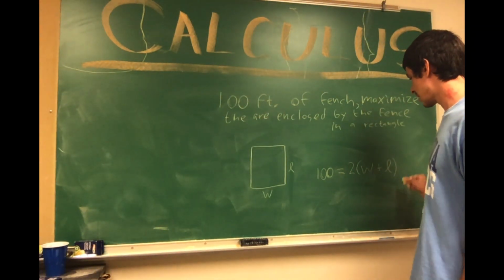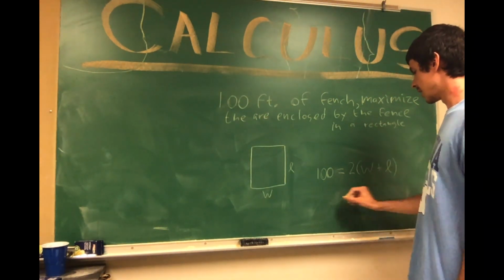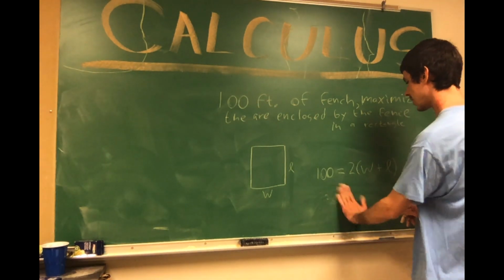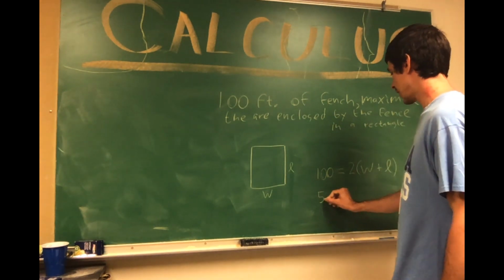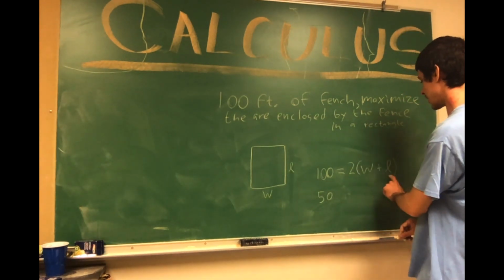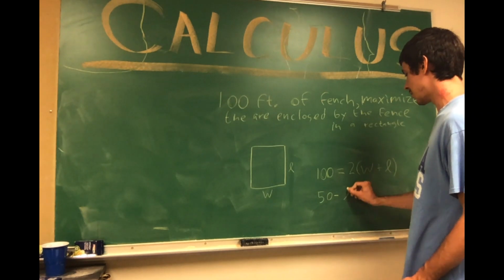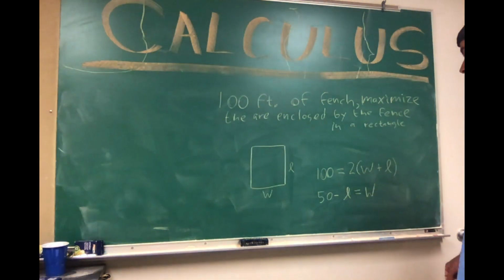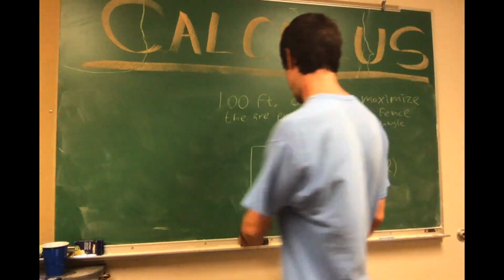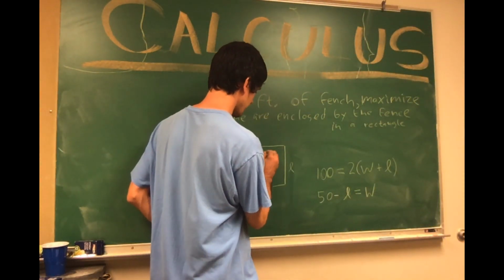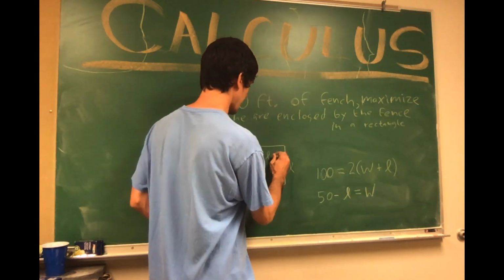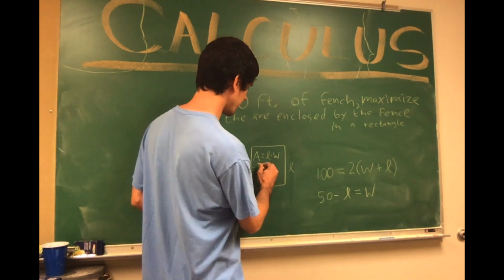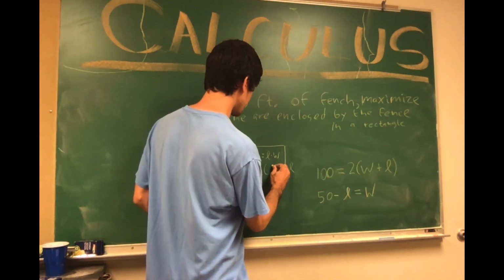And so we could rearrange this: divide both sides by 2, so we have 50, and then subtract L from both sides. So 50 minus L equals W. W equals 50 minus L. And so that tells us that the area, which equals the length times the width, equals L times 50 minus L.